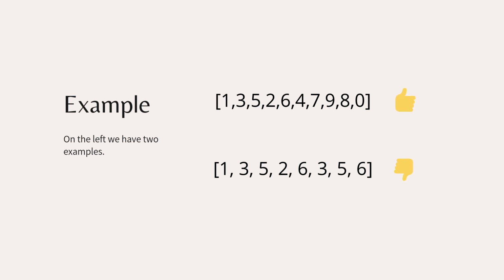If you give me the first array, I'll give you back true. There's no repetition of any elements there. They're all distinct. The second array is an example of no or false. We can see that 3, 5, 6, all of these elements are repeated somewhere in the second array.